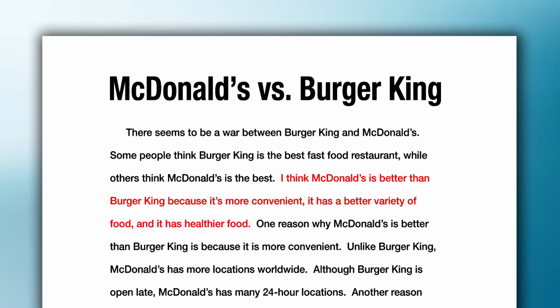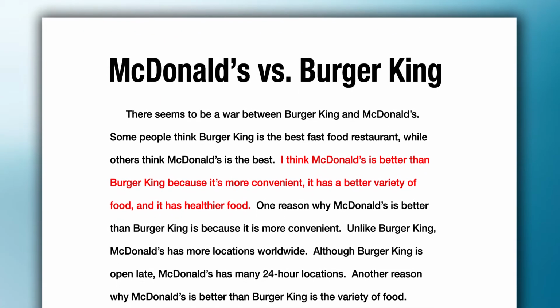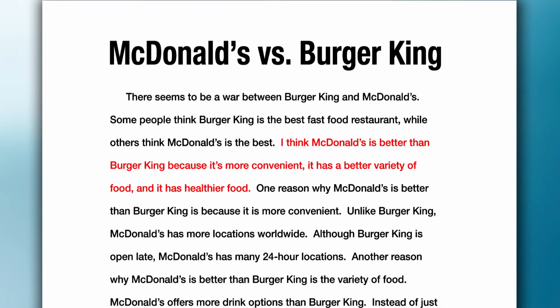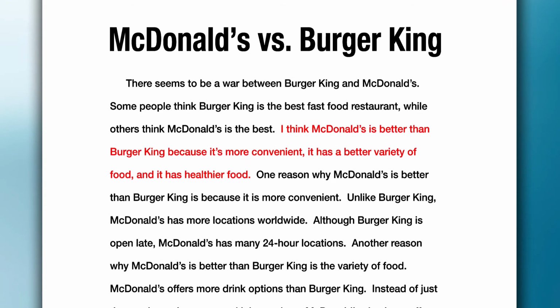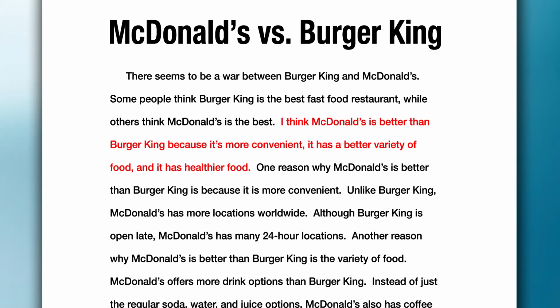Now let's take a look at the finished paragraph. The topic sentence is read. We listed the 3 major details, then we start discussing the details in the order they are listed in the topic sentence. The first major detail, convenience, is followed by a supporting detail. Burger King is open late, but McDonald's has more 24-hour locations.